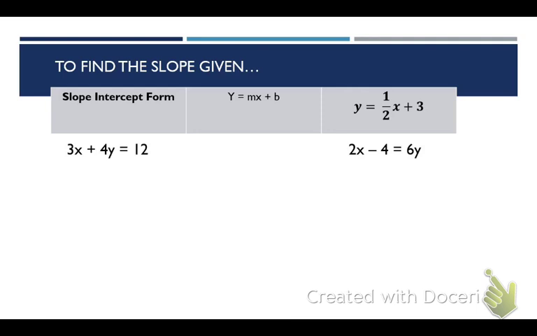So we have 3x plus 4y equals 12, and 2x minus 4 equals 6y. When we're putting something in slope-intercept form, what letter are we getting by itself? Y. So y is immediately attached to 4, so we need to get 4y by itself first. What is on the same side as 4y? 3x. So how do I move that to the other side? Subtract it.